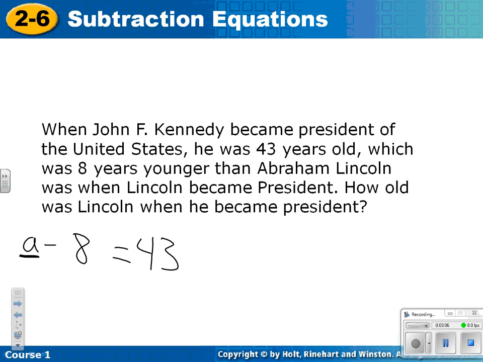Algebraically, we took these numbers, 43, we took 8, and we took the word younger to mean some subtraction. We have our algebraic expression. What is it that we have to do? What's going on here? What are our two rules of algebra? Again, what are our two rules of algebra? Everybody in this classroom should have their hand up. What is rule number 1 of algebra?